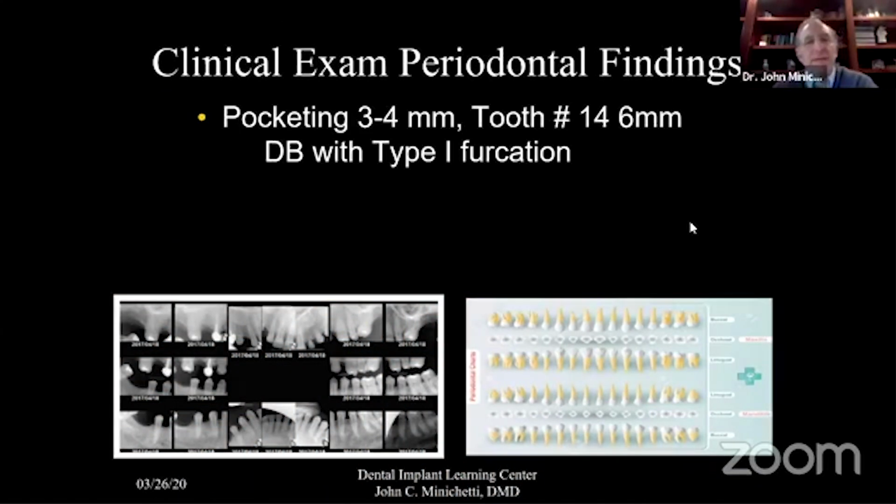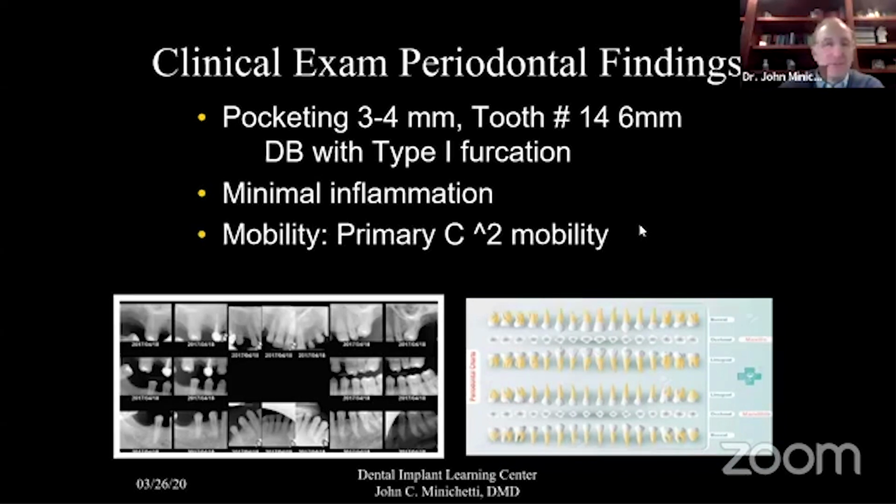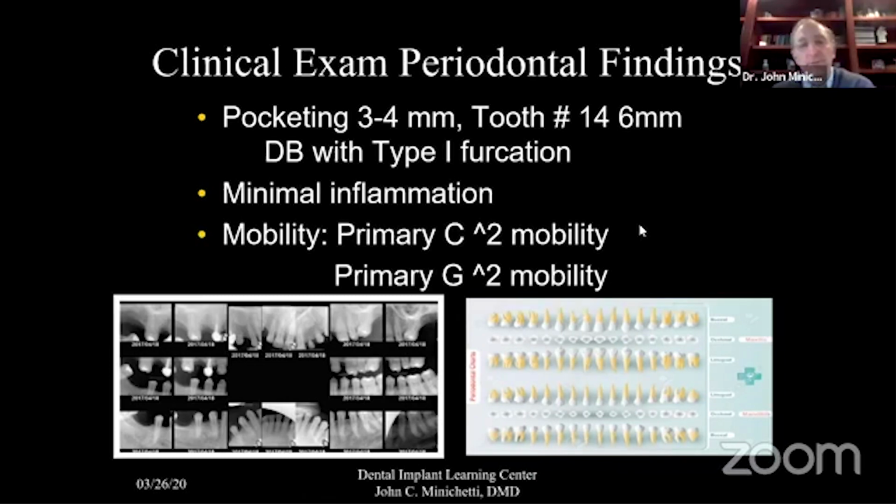And then if we examine her periodontal condition, the pocketing depth in general is minimal with 3 to 4 millimeters of pocketing. In the area of number 14, she does have a 6 millimeter on the distal buccal with an early type 1 furcation involvement. Probing is minimal bleeding upon probing, so minimal inflammation. The mobility on her primary teeth are greater than 2 on C and greater than 2 on G.